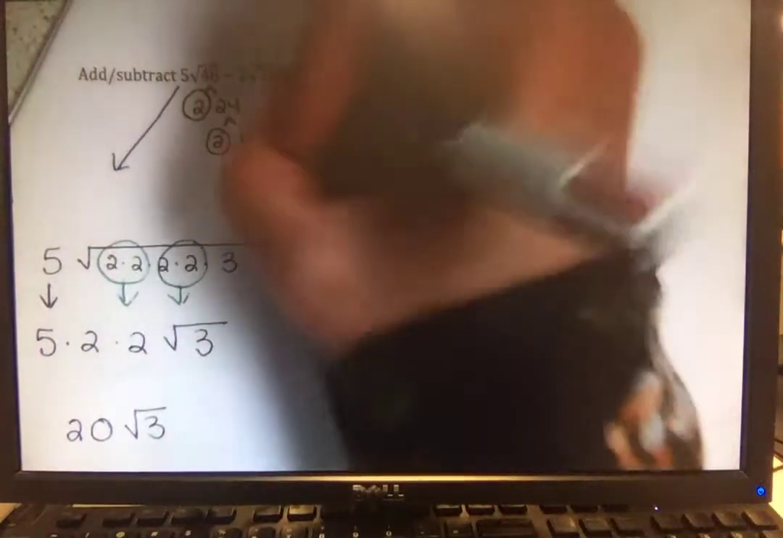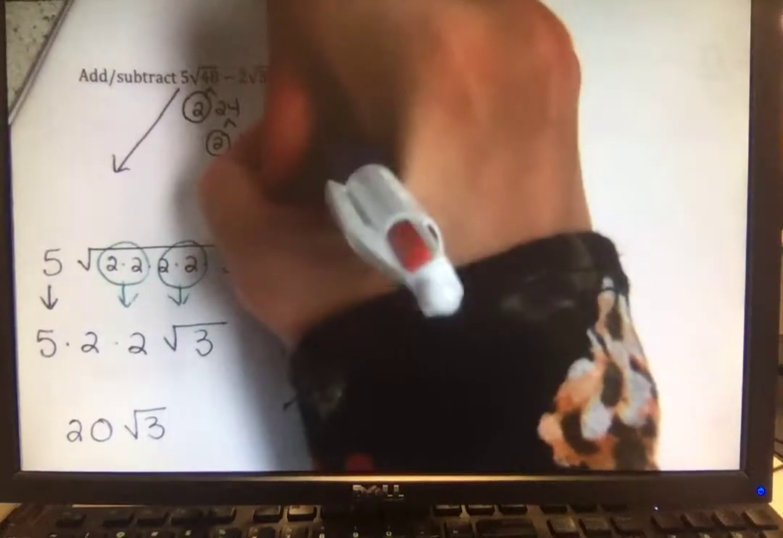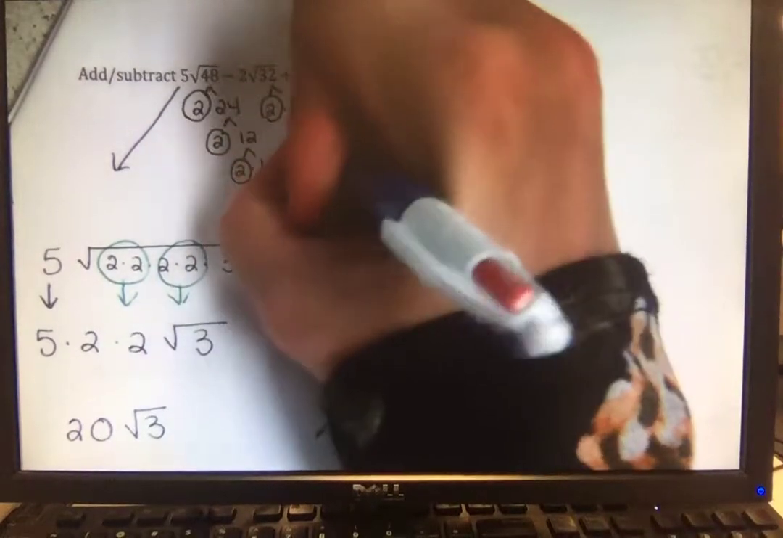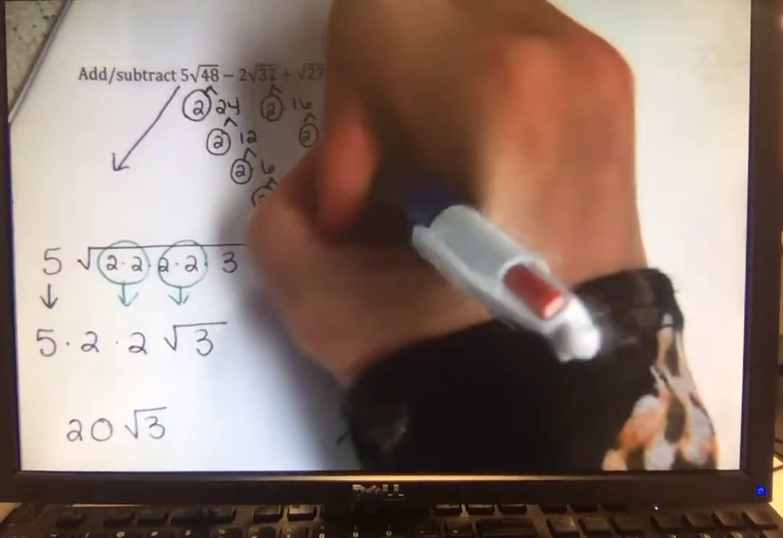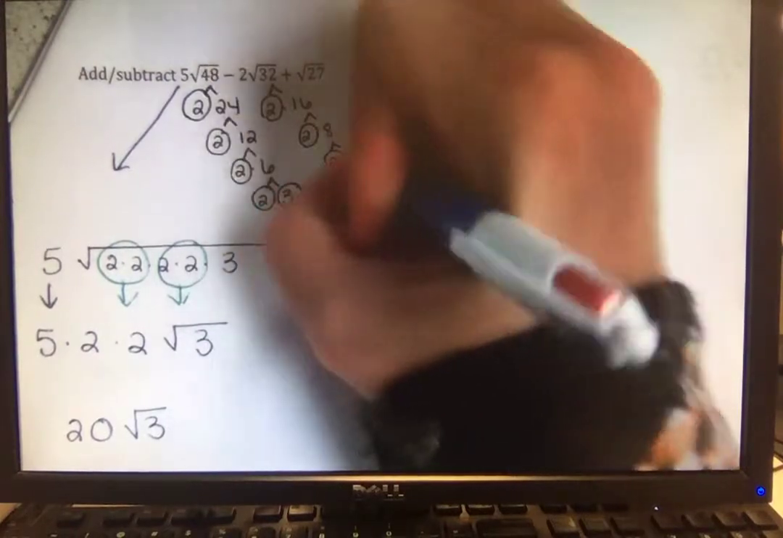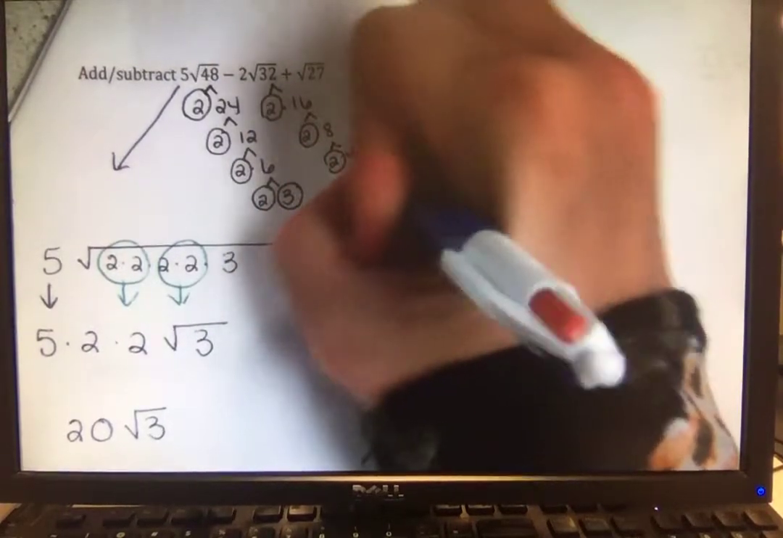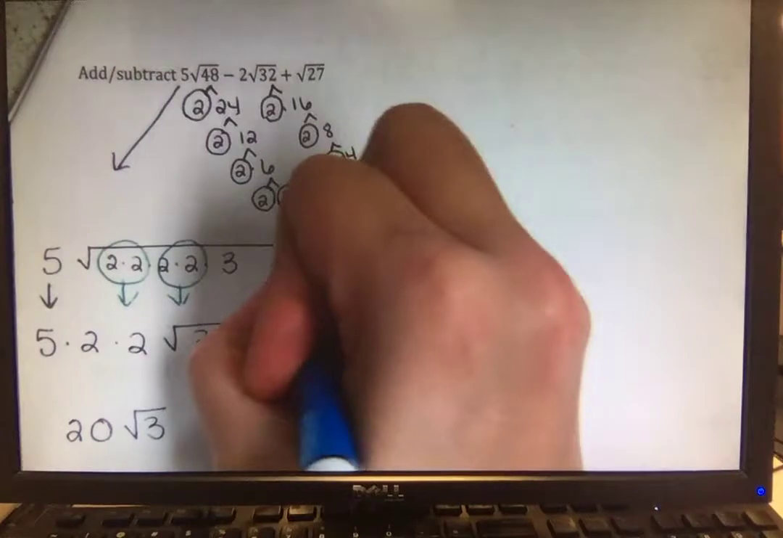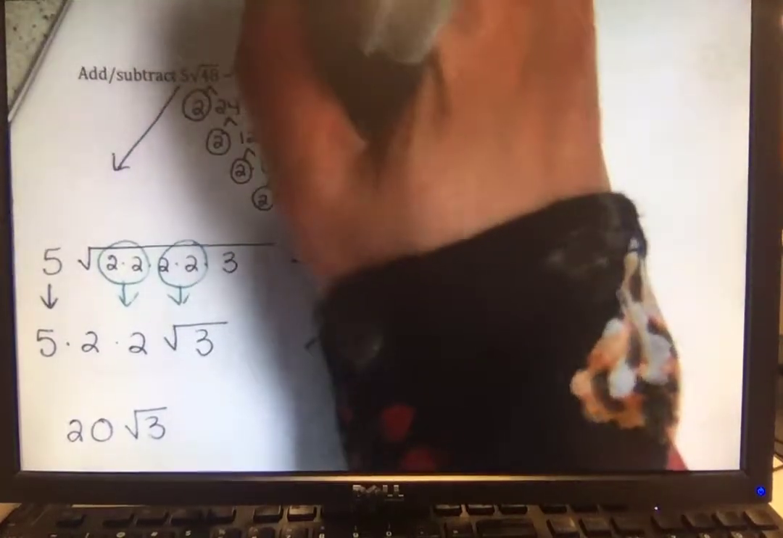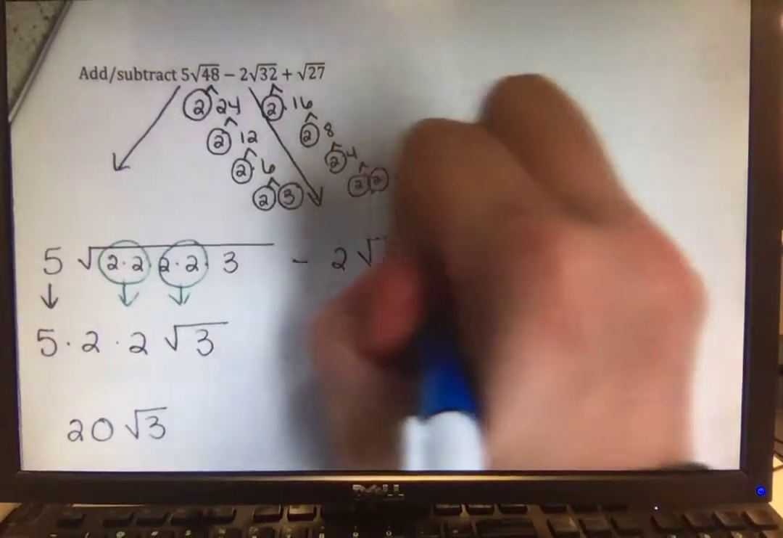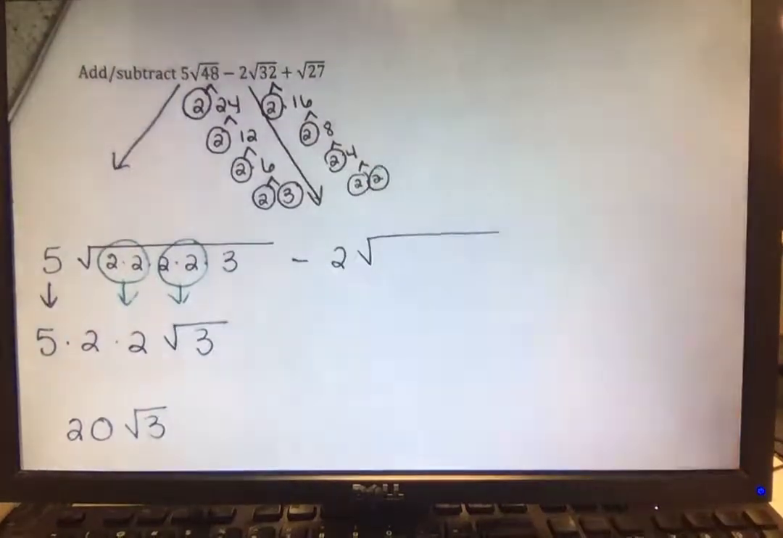Same thing for 32. We're going to break that down. So 2 times 16. 16 is 2 times 8. 8 is 2 times 4. 4 is 2 times 2. So we have minus. Don't forget to bring down this 2. Underneath the radical, it's already out front, so leave it out front.